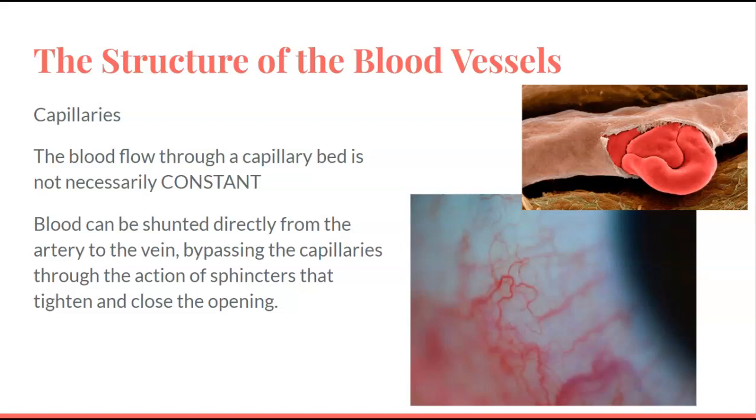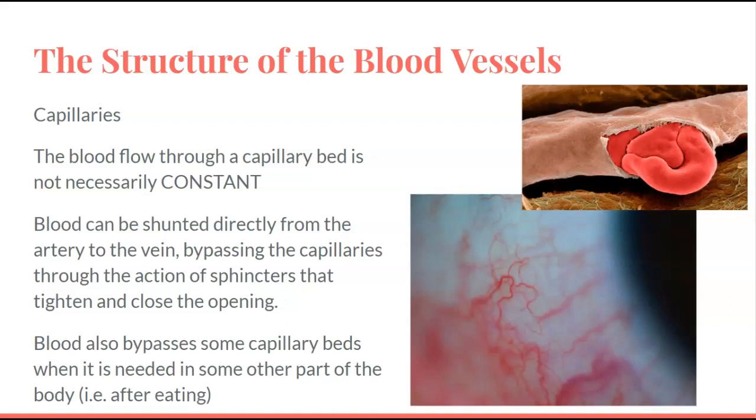Okay, now with the blood flow in the capillary beds, it's not always constant. You can actually have blood shunted directly from an artery to a vein, and they don't necessarily have to go through a capillary. There are actions like sphincters that deal with that. Okay. But blood will also bypass capillary beds when needed. For example, if you don't need to put blood to a certain part of your body at that time, it might not pass through capillaries.